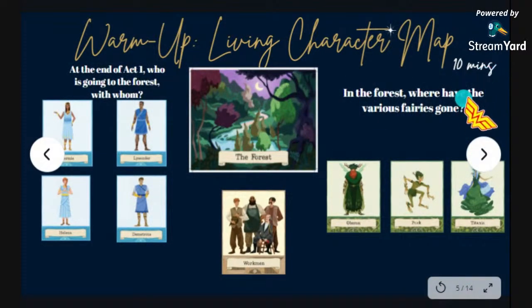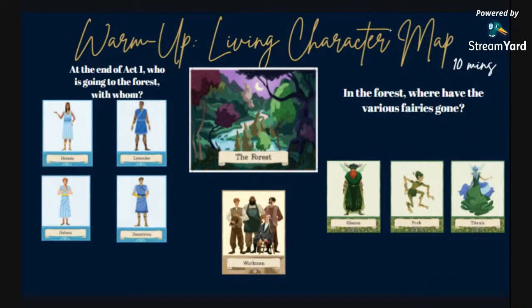To continue the warm-up, the teacher is going to pose some discussion questions, which can be found on the screen here. After discussing the first question, they'll have students holding the character cards walk to the forest location. Then students will discuss the second question, and the students holding the character cards will follow the directions. The actors put their character cards down where they are so someone else can pick them up after the reading.